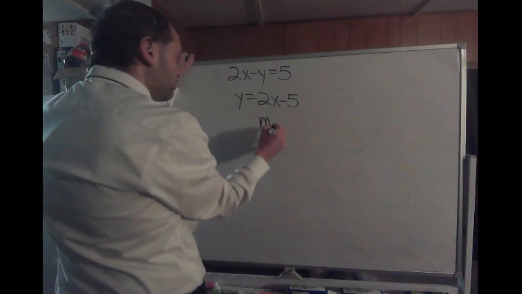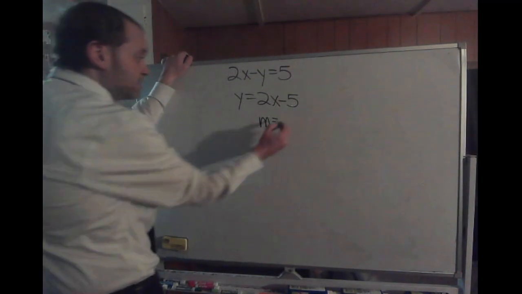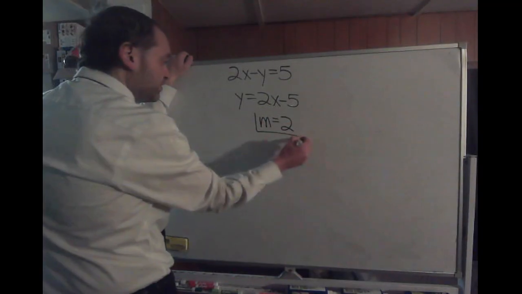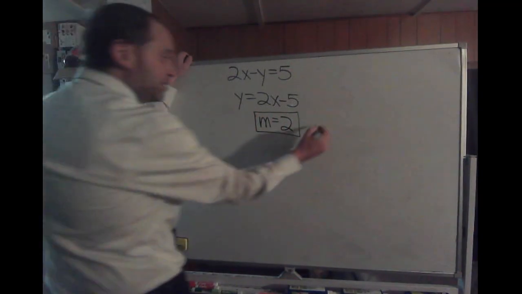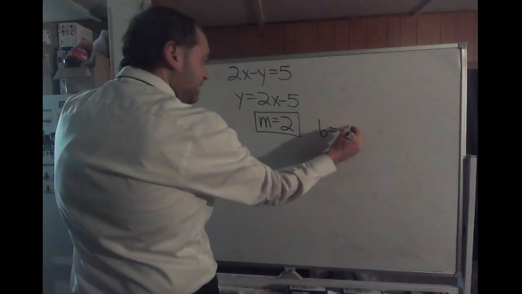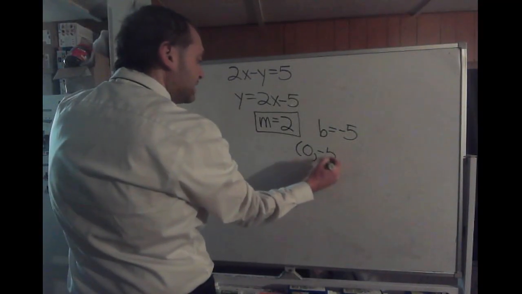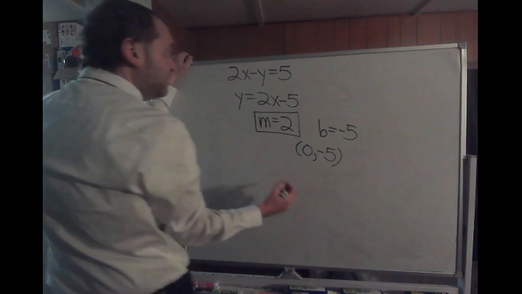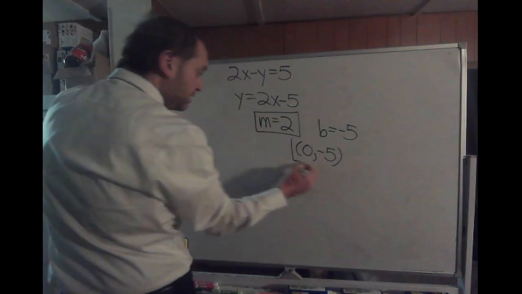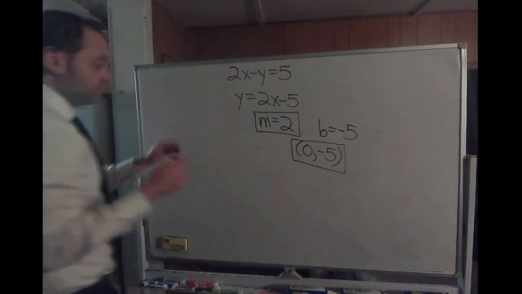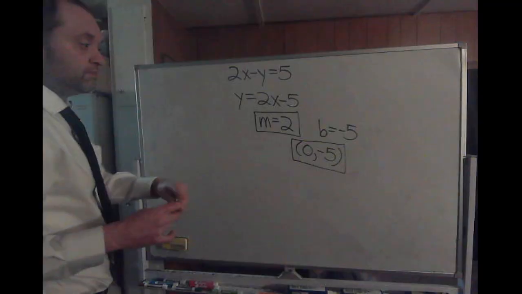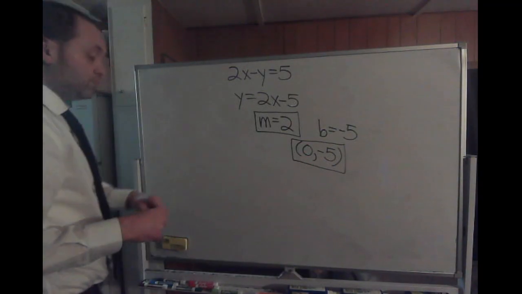The slope, of course, would equal 2, since that's the coefficient of your x term. The y-intercept would be negative 5. B equals negative 5, so your y-intercept would occur at negative 5. So you have a slope of 2, and then a y-intercept at 0, negative 5.